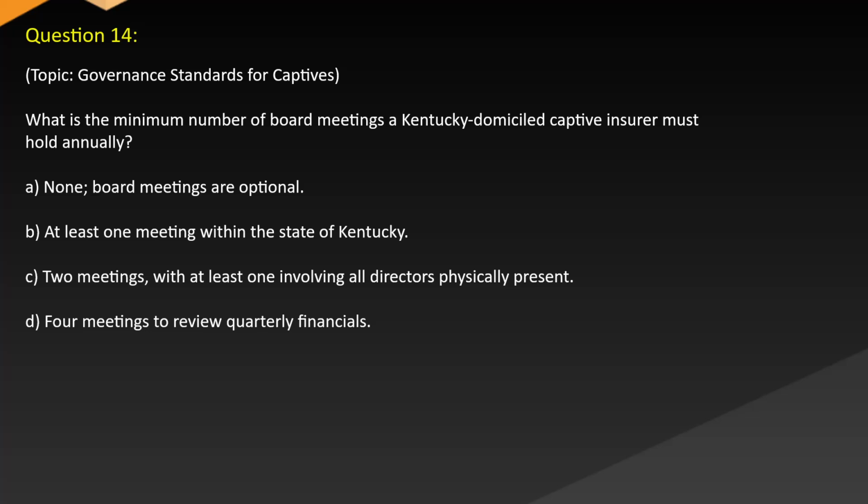Question 14. Topic: Governance standards for captives. What is the minimum number of board meetings a Kentucky domiciled captive insurer must hold annually? A. None, board meetings are optional. B. At least one meeting within the state of Kentucky. C. 2 meetings with at least one involving all directors physically present. D. 4 meetings to review quarterly financials.